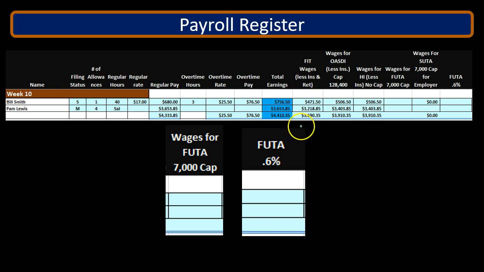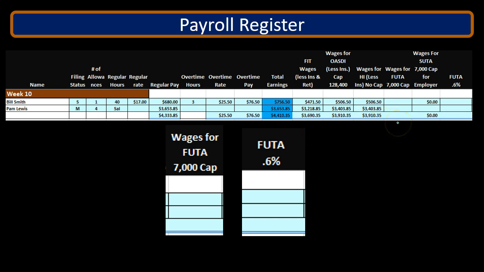For example, the FIT may differ if there's a cafeteria plan. For example, the OASDI, or Social Security, has this cap on it. So if anybody is over that amount, then it will differ from the total earnings. And the Medicare and Social Security could differ if there's something like a cafeteria plan on it as well. FIT could differ if there's a retirement plan as well as a cafeteria.